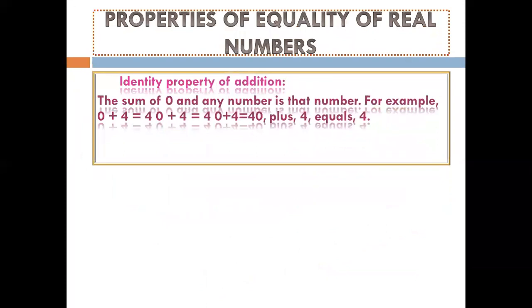Properties of equality of real numbers. Again, which property will we discuss? Identity property of addition. The sum of 0 and any number is that number. Simple. When you add 0 plus 4, it will be 4. 0 plus 4 is equal to 4, and 4 plus 0 is equal to 4.